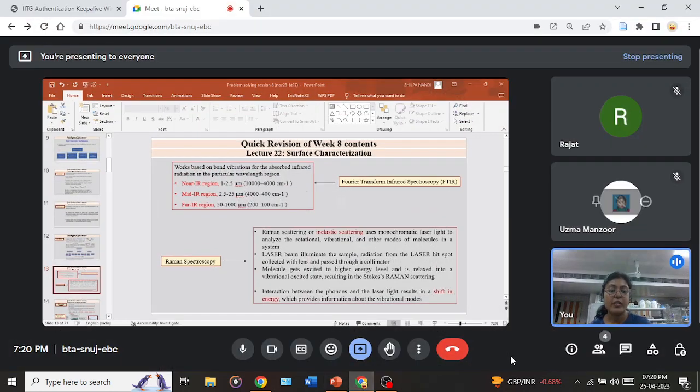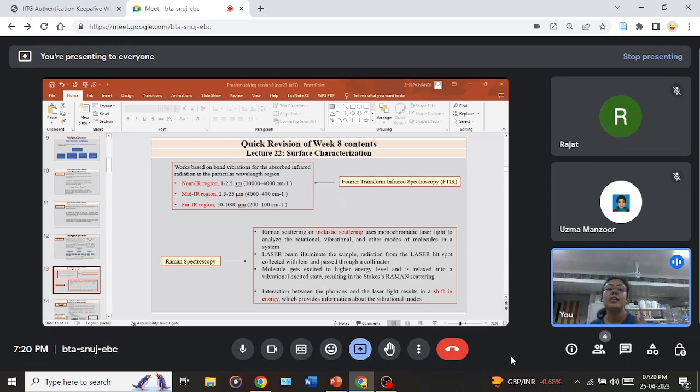Next we have FTIR, which is Fourier transform infrared spectroscopy. It works based on bond vibrations for the absorbed infrared radiation in a particular wavelength region. The near IR region is around 1 to 2.5 micrometer. In the case of the mid IR region, it is 2.5 to 25 micrometer, whereas the far IR region is 50 to 1000 micrometer.